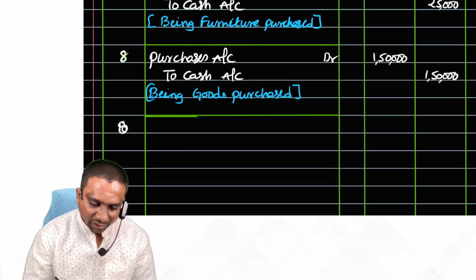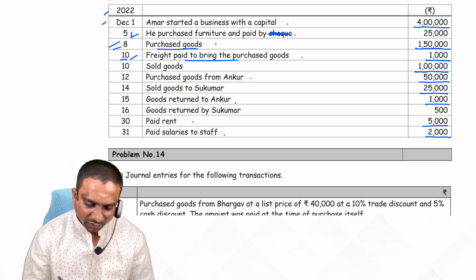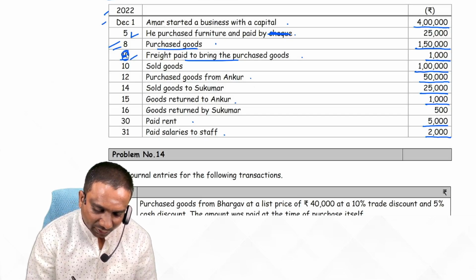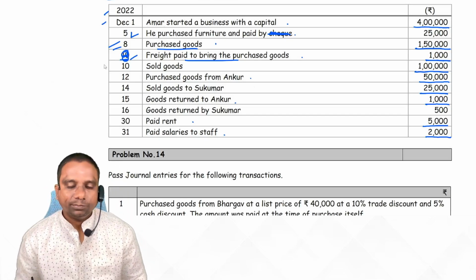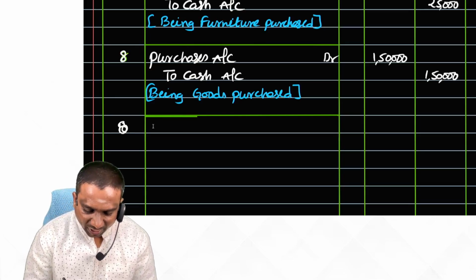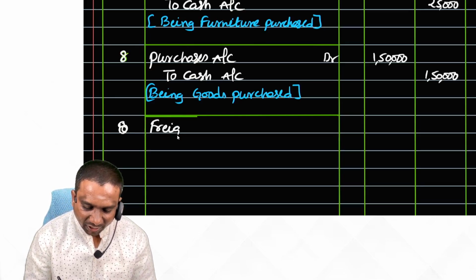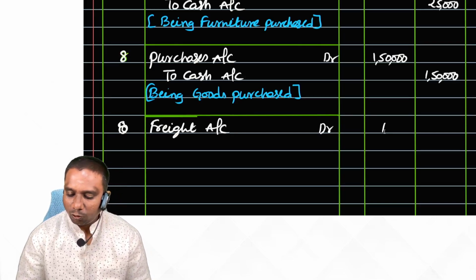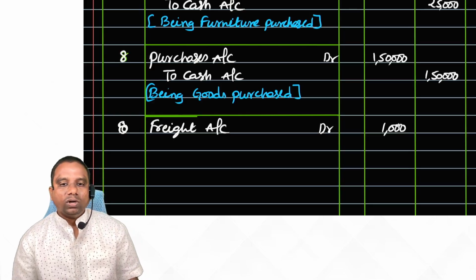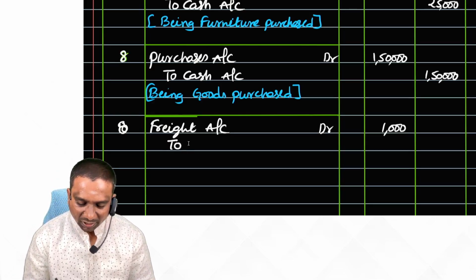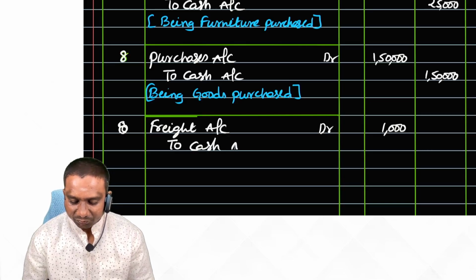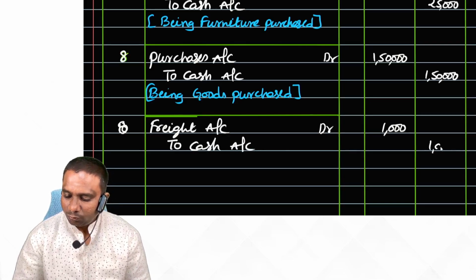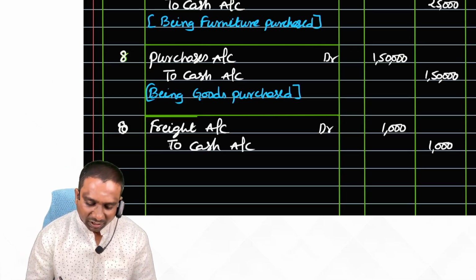This also, write down 8th date; it was given by mistake. It is also 8th date. Make a correction. 8th date. Okay. Now, freight account debit. How much freight paid? 1,000, to cash account 1,000. What is the narration we write?